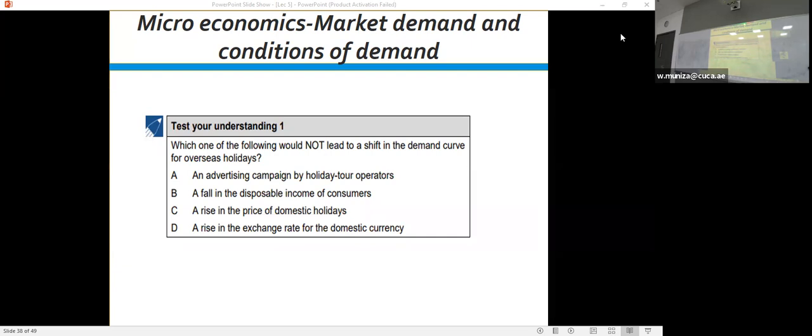Have you analyzed? Which one of the following would not lead to a shift in demand curve for overseas holidays? It means that there is something because of price, which is why the shift in demand happens when the other variables regarding demand change while the price stays constant. So not lead to a shift in demand curve. What does that mean?